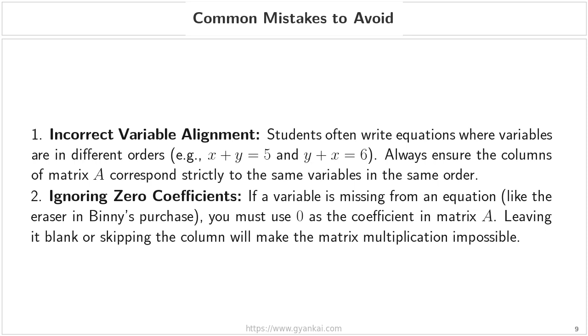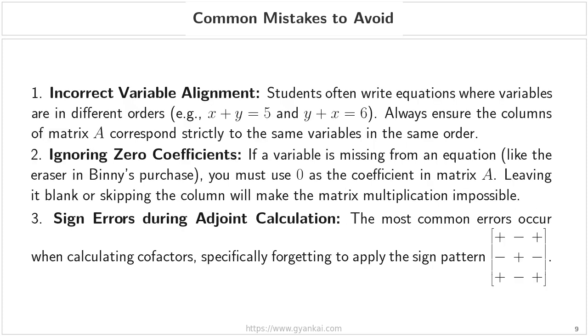Third, be extremely careful with sign errors during your adjoint calculation. This is perhaps the most frequent mistake I see. When you are calculating cofactors, you must remember to apply the alternating sign pattern, which starts with a plus, then a minus, then a plus, and continues in a checkerboard fashion: plus, minus, plus, minus, plus, minus, and finally plus, minus, plus. Forgetting to flip that sign can ruin your entire inverse matrix.